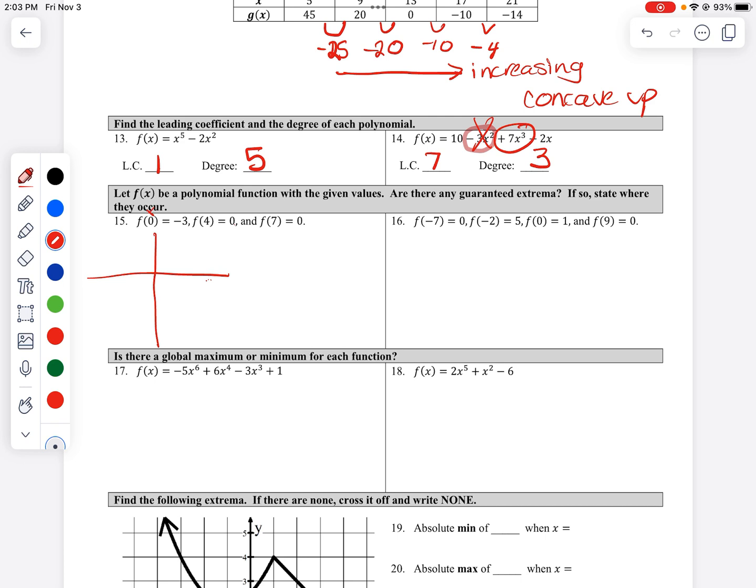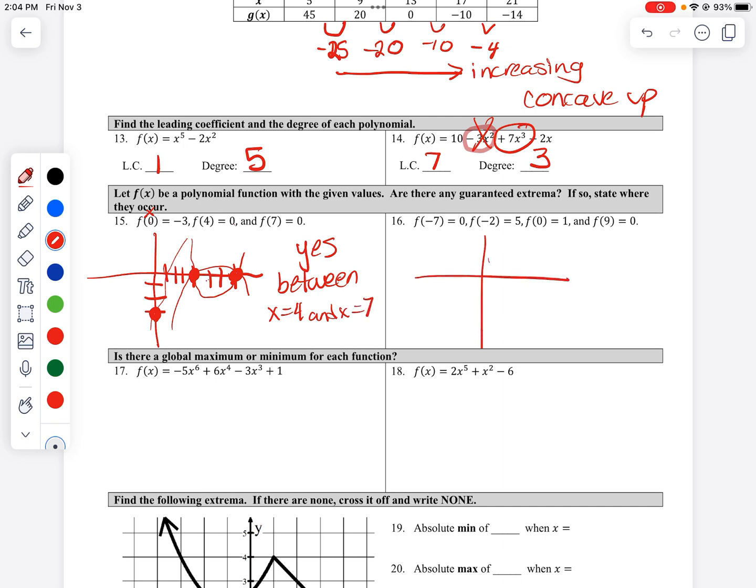When x is 0, y is -3. When x is 4, y is 0. And when x is 7, y is 0. So is there an extrema? Well, it has to go through that like this or like this. So yes, it has to be between x equals 4 and x equals 7.